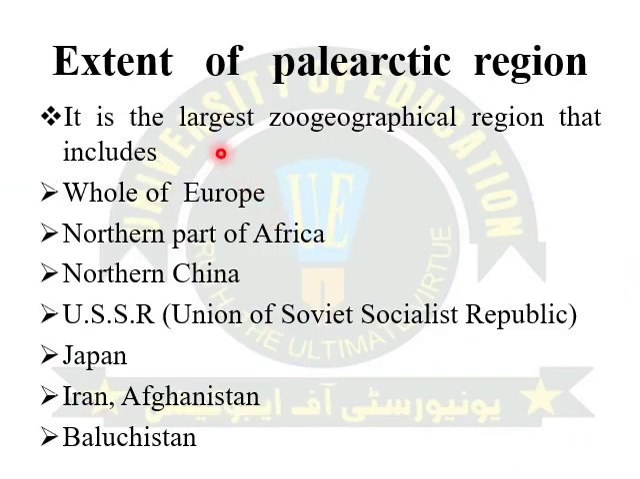Dear students, if we talk about the main areas of that region, number one is all of Europe, number two is the northern part of Africa, number three is northern China, and the next one is the USSR, the Union of Soviet Socialist Republics, which can also be called Russia. The other one is Japan. Next are Iran and Afghanistan. And the last one is some part of Pakistan, that is Balochistan. These are the basic areas that are present in that region.